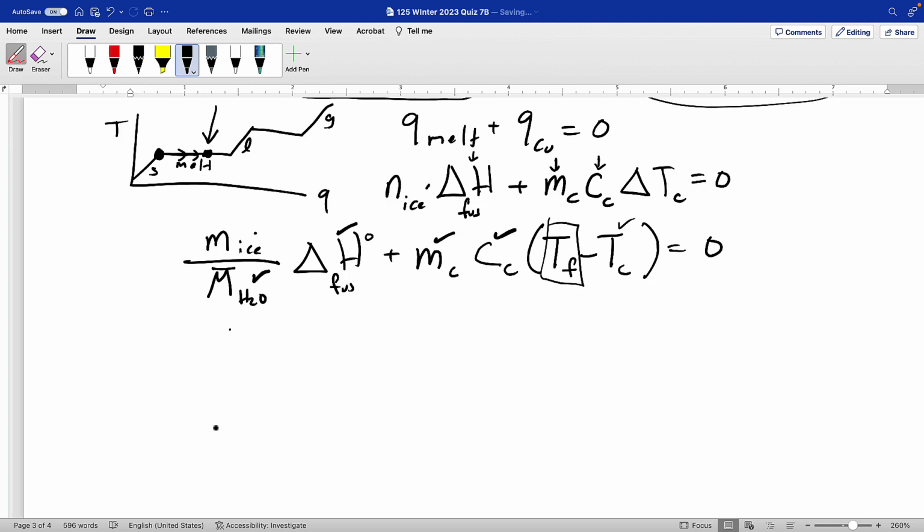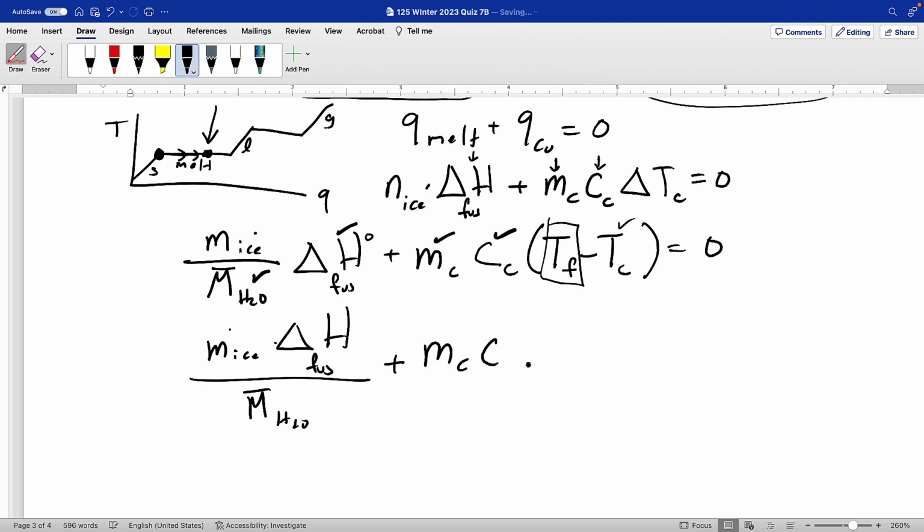So now let's go ahead and expand this out a little bit more. So we've got the mass of ice, delta H of fusion, over the molar mass of water. And then we have plus this heat capacity for copper. And we have 0, and we have TC. Now at this point, when we have our definitions, we probably should have a definitions page somewhere in our solution where we say what our variables mean. We'll show that at the very end.